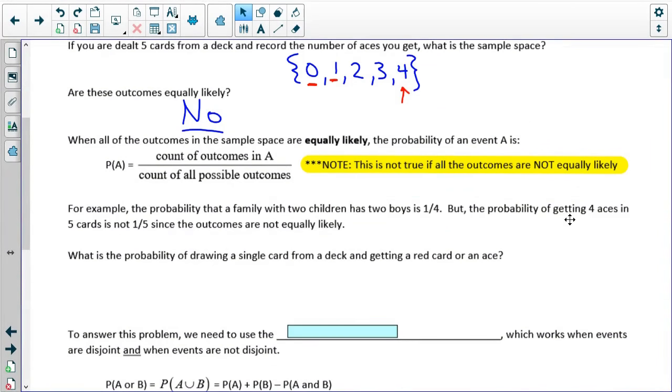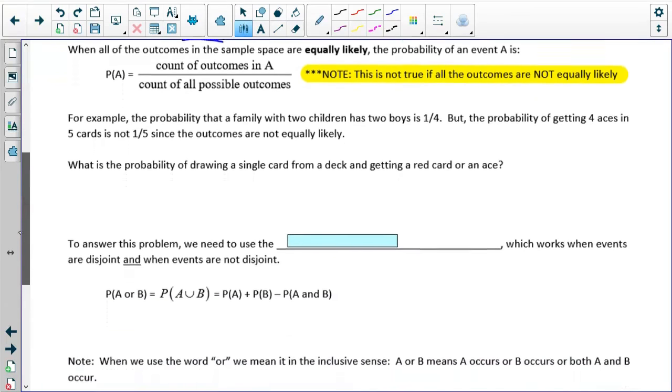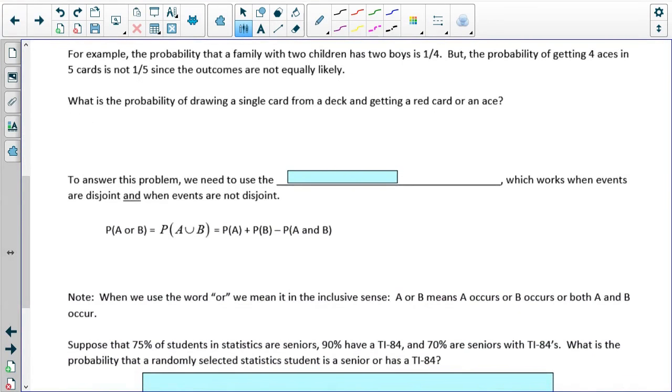But the probability of getting 4 aces in 5 cards is not 1 out of 5. So notice that even though there's 1 out of 5 outcomes that has 4 aces, since all of those outcomes are not equally likely, I can't just say 1/5. So I have to be a little careful when I'm doing problems like this. What is the probability of drawing a single card from a deck and getting a red card or an ace?